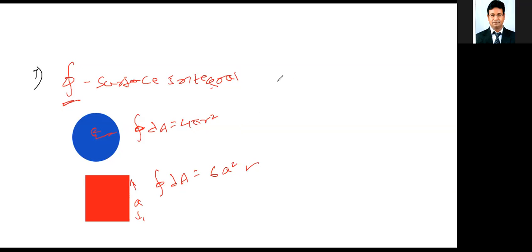Finally, I've always been talking about sphere, cylinder, cube. That means this Gaussian surface can actually be of any shape. It can be of any shape, no doubt, but it must be a 3-dimensional enclosure. It can be a sphere, a cylinder, a cube, it can also be a cone, conical shape, whatever it may be, but it should definitely be a 3-dimensional enclosure.